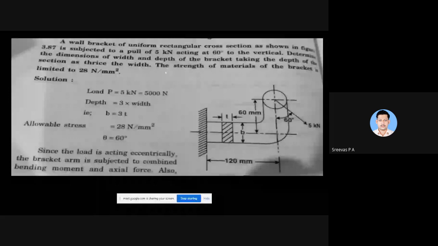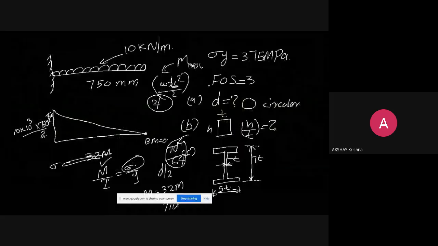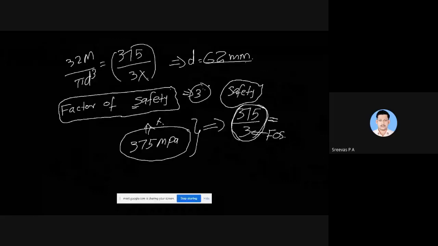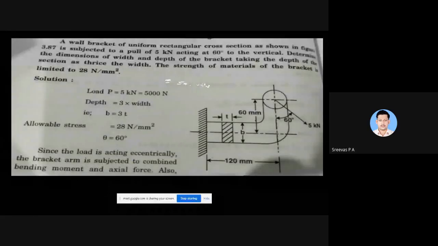Writings visible അല്ലേ? Yes, sir. So just read the question. So I will read it.